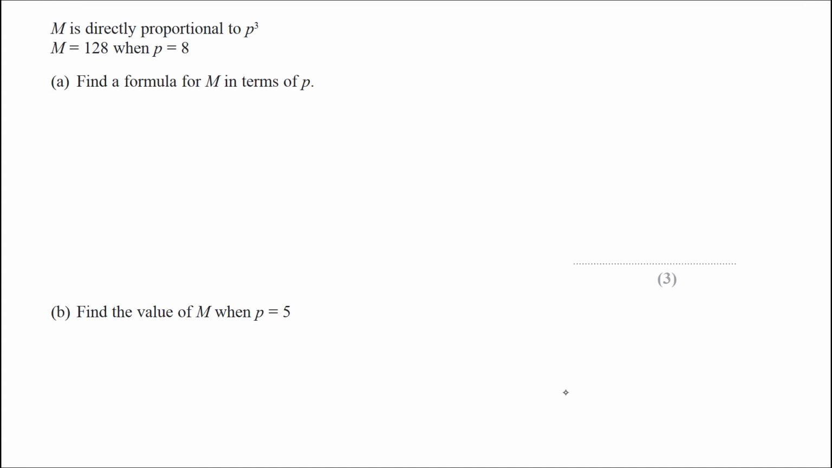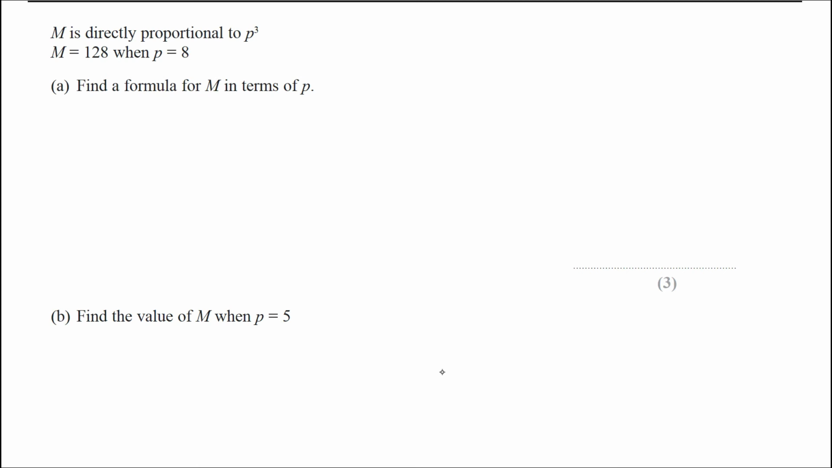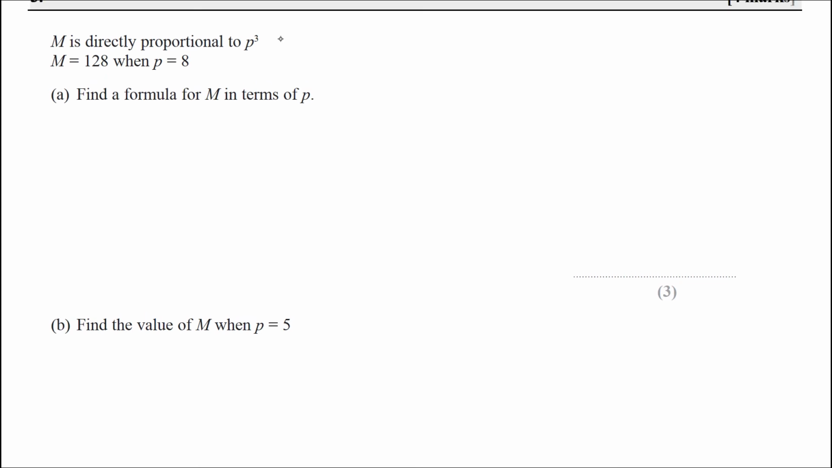Number 3, M is directly proportional to P cubed. So we can translate that statement to an equation which will be M is equal to K P cubed. And then we have when M is 128, P is 8. So from here, 128 is equal to K multiplied by 8 cubed.